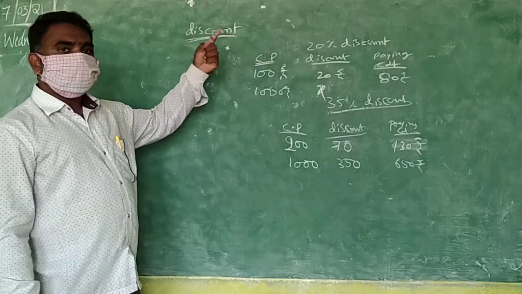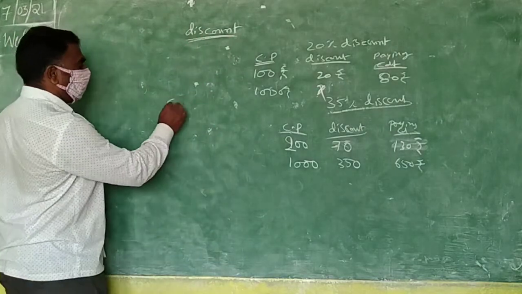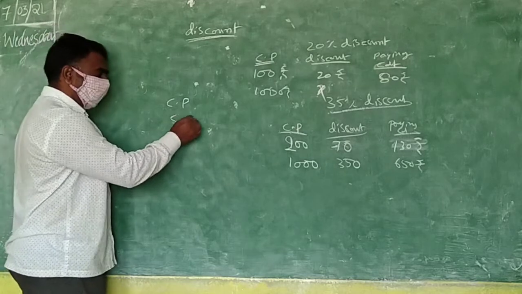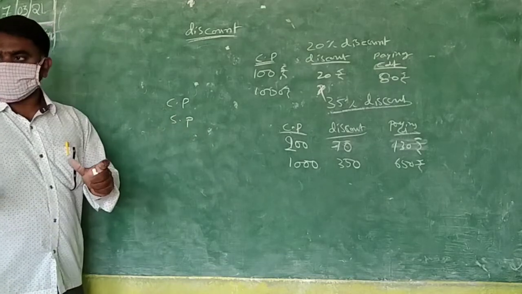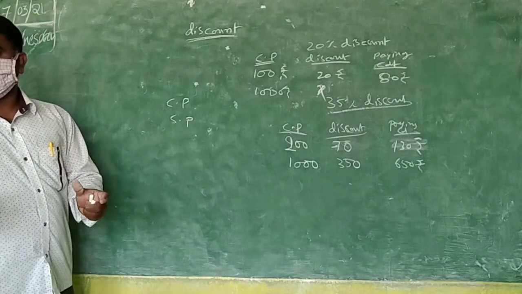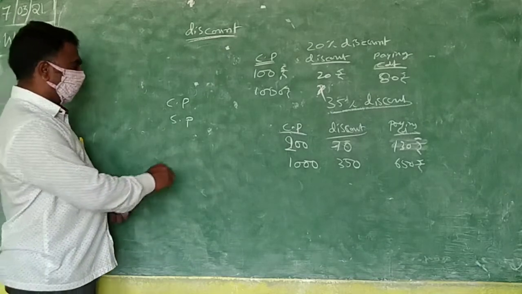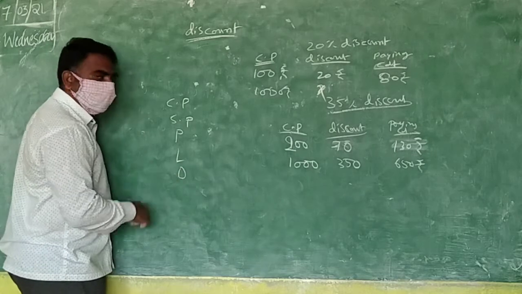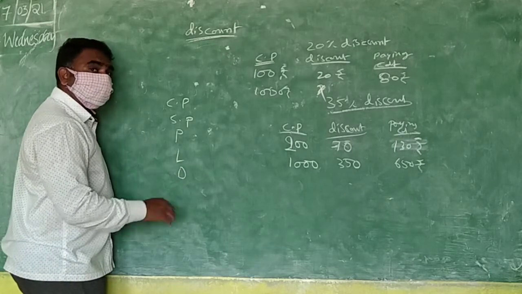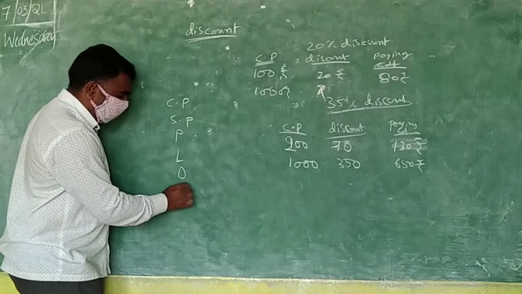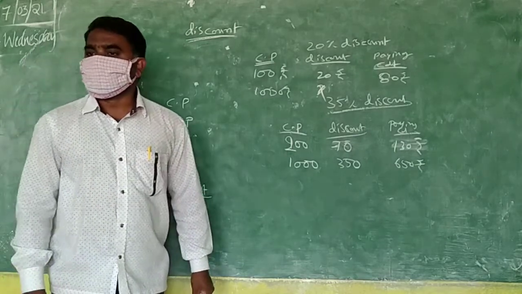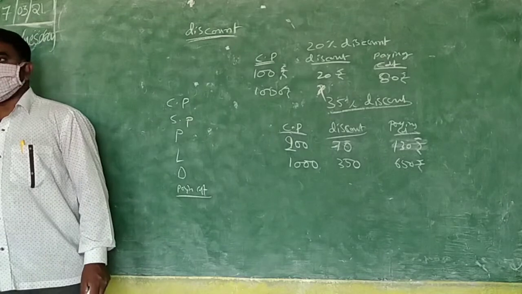So what topics have we known now? We know about CP. We know about SP. These terms, do you understand now? What is CP? What is SP? What is profit? What is loss? What is discount? After discount, what is it called? Paying cost. After discount, paying cost.